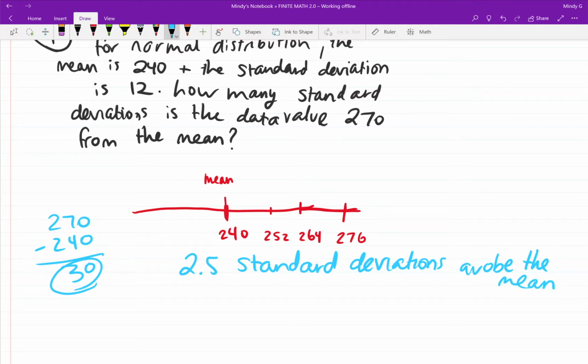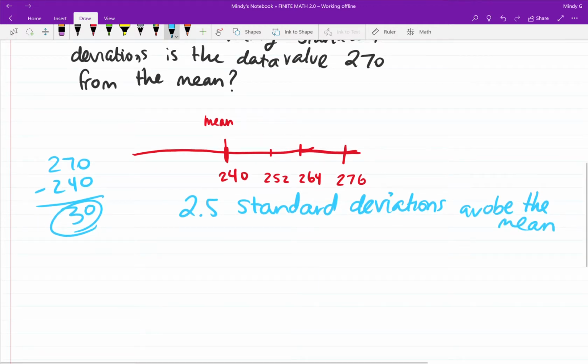So you don't have to do this right here to solve the problem. I just wanted to show you visually what is going on. All you need to do is subtract the value from the mean and then divide by the standard deviation.